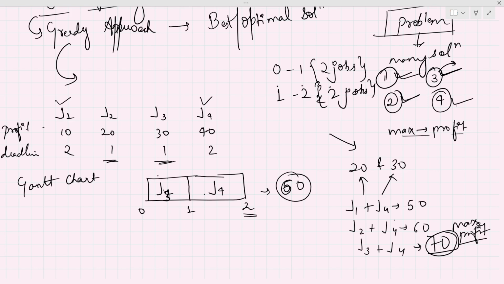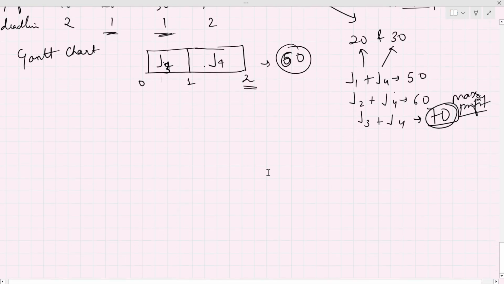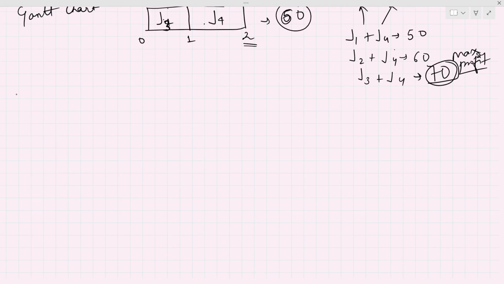We are collecting these 2 jobs for maximum profit. So I understand why we are not adding job 1 and job 2. Okay, so this is our solution. Now we are solving one more question.